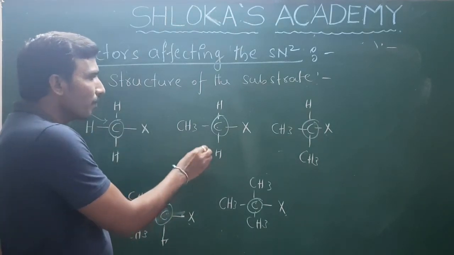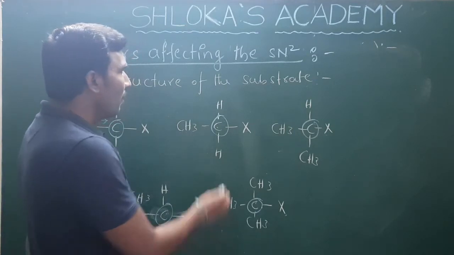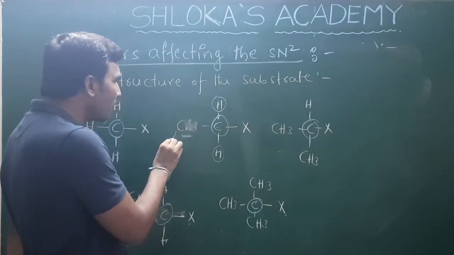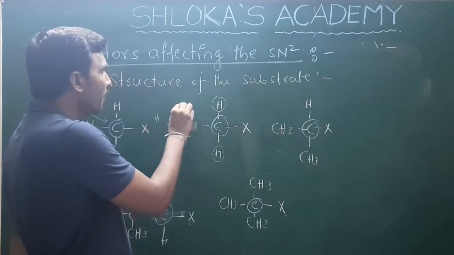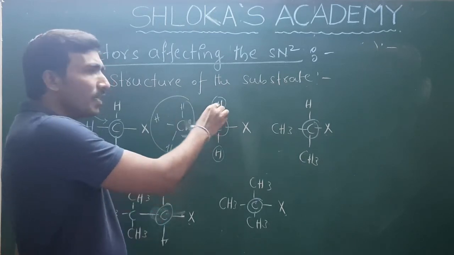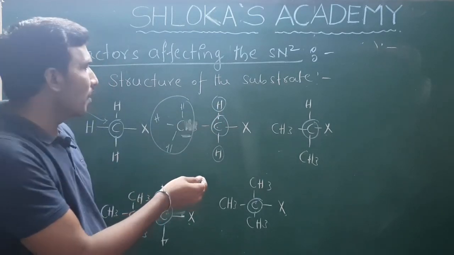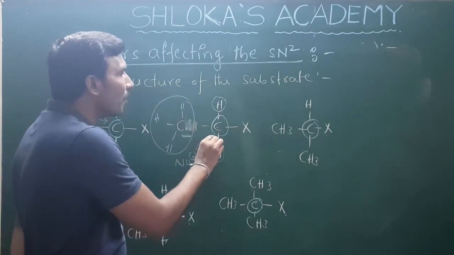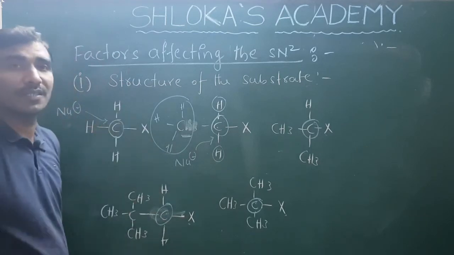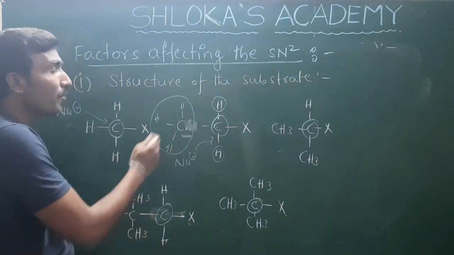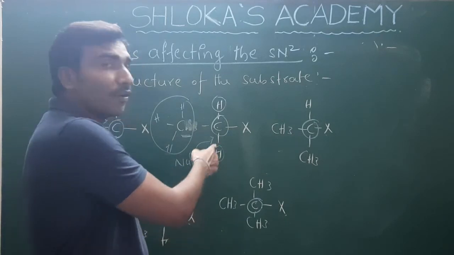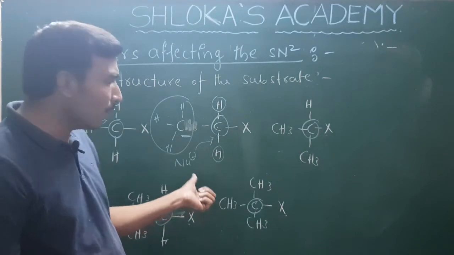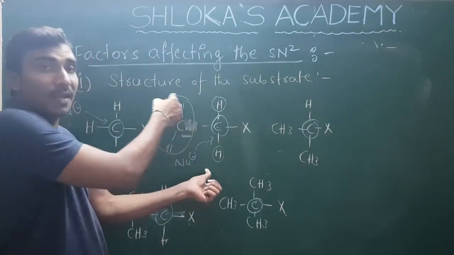When it comes to ethyl halide, here there are 2 hydrogen atoms and 1 methyl. The methyl means actually I can write H, H and H. So compared to hydrogen, it is a bulky group. Because of this bulkiness, the nucleophile would not approach as easily as in CH3X. So from here to here, what happened? The approach of the nucleophile decreases. It will become somewhat difficult. It will face some steric hindrance from this bulky group.